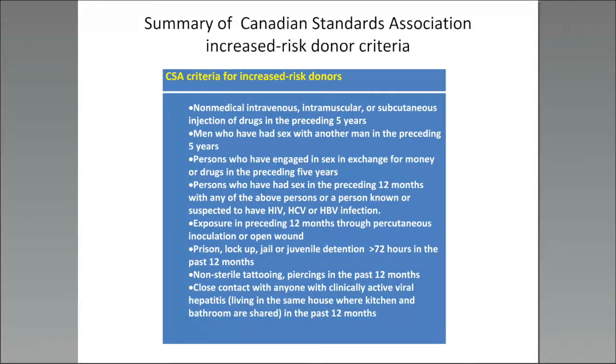These are the summary of the CSA criteria, or the Health Canada criteria for increased risk donors. They're a little bit longer than this, but this is the summary, and includes IV drug users, men who have sex with men, commercial sex trade workers, and then incarceration, and also non-sterile tattooing in the past 12 months.